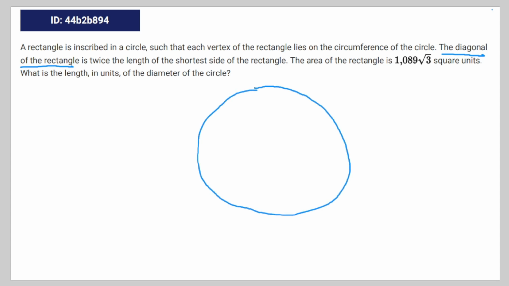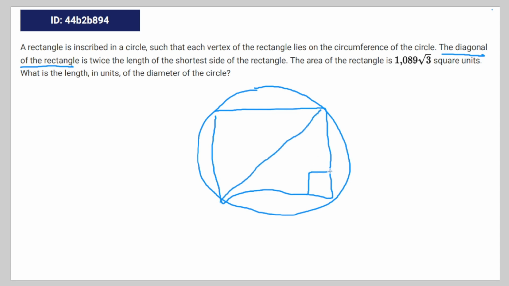A circle, and then a rectangle inside the circle, with its corners touching the circle. And then there's a diagonal, which creates a right triangle inside of the circle, in which the hypotenuse is equal to the diameter, which is important for later because that's what we're trying to find.